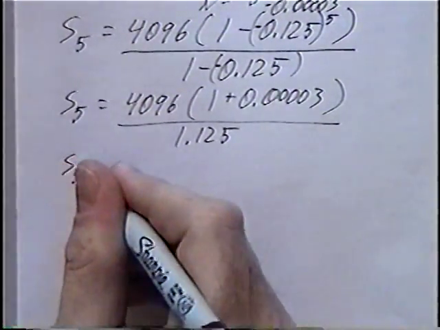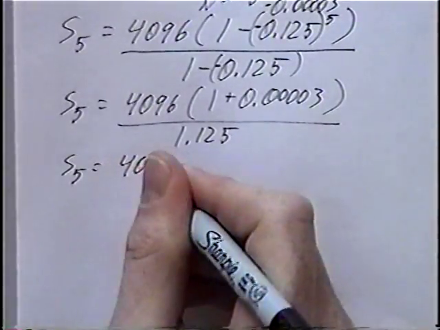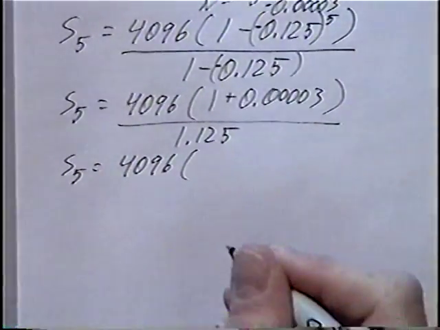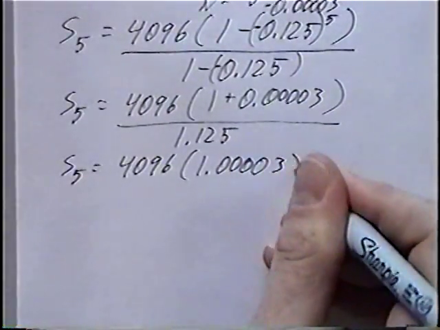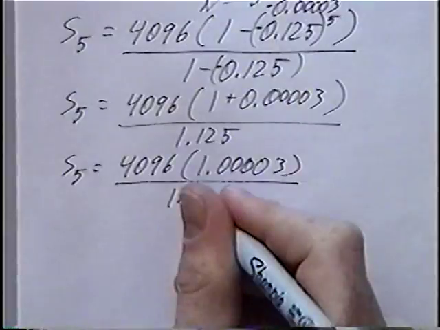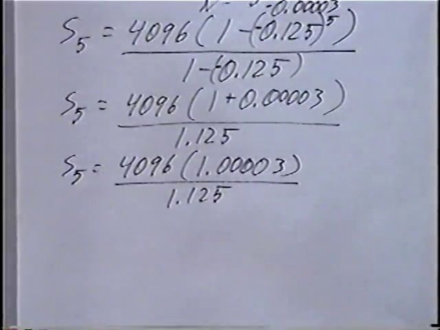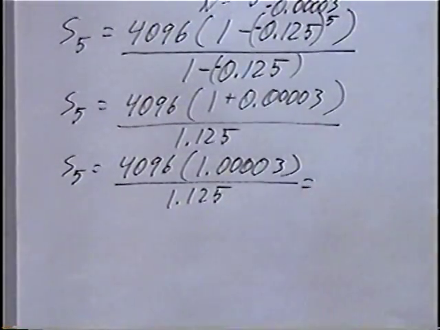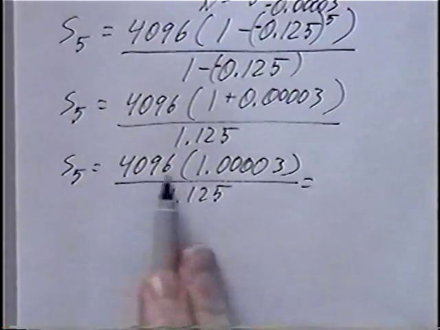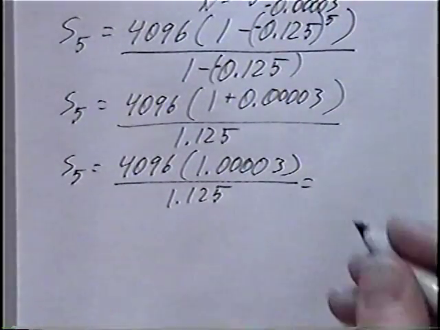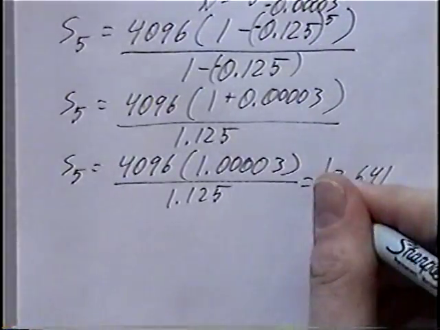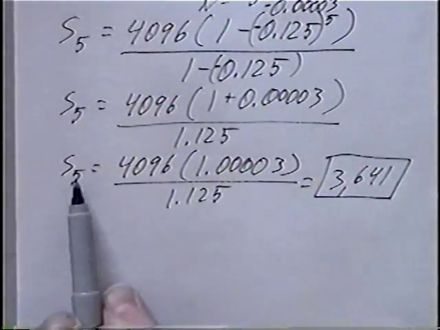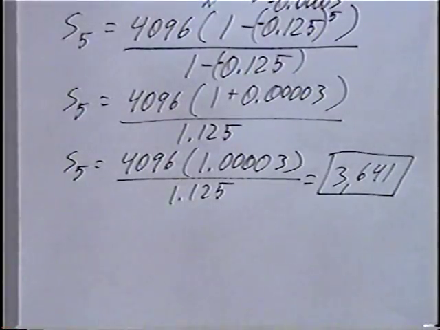Simplifying further, the sum of 5 terms, 4096 times 1.0003 divided by 1.125. Using a calculator to multiply and then divide, the final answer would be 3,641. So the sum of the first 5 terms would be 3,641.